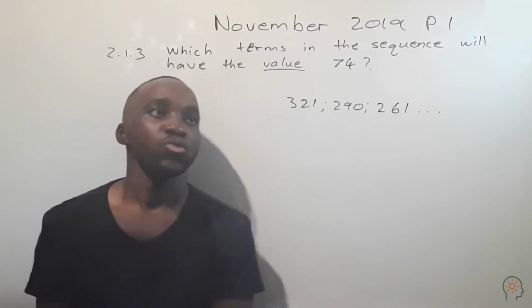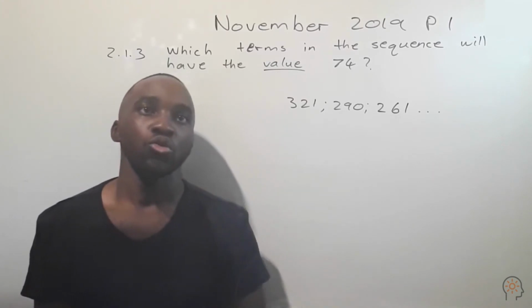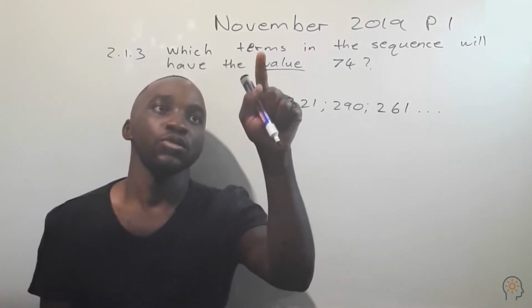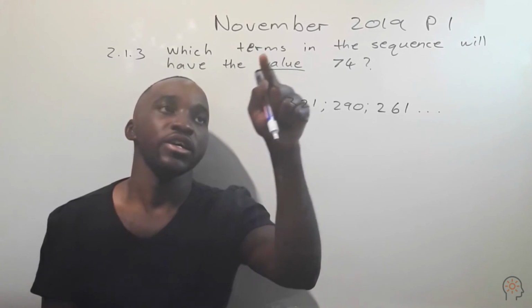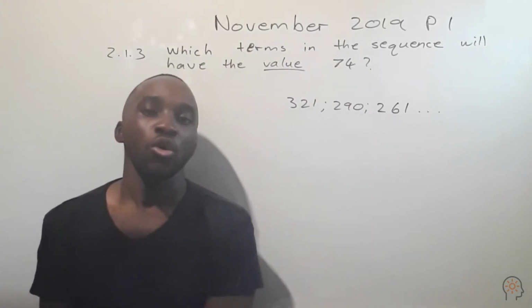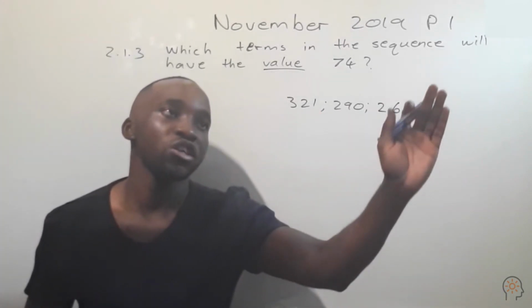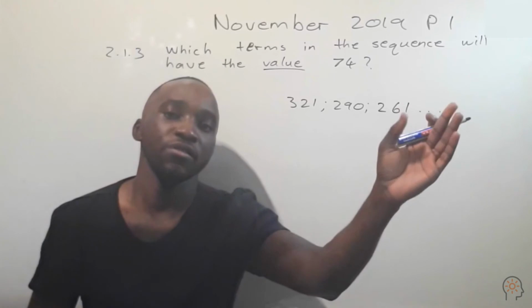2.1.3 was asking which terms in the sequence will have the value 74. So you can clearly see that they're asking for specific terms in the sequence that will have the value 74. What they mean is, in our sequence, in which position will we have 74?